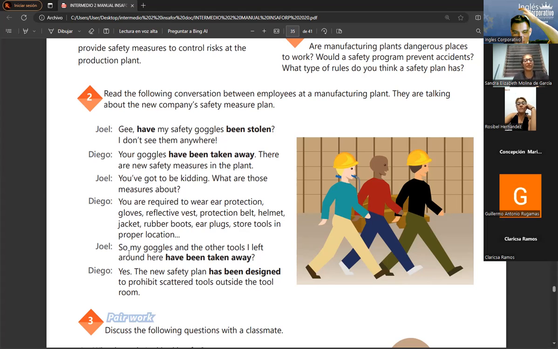So my goggles and the other tools I left around here have been taken away. Yes, the new safety plan has been designed to prohibit the scattered tools outside the tool room. Excellent.